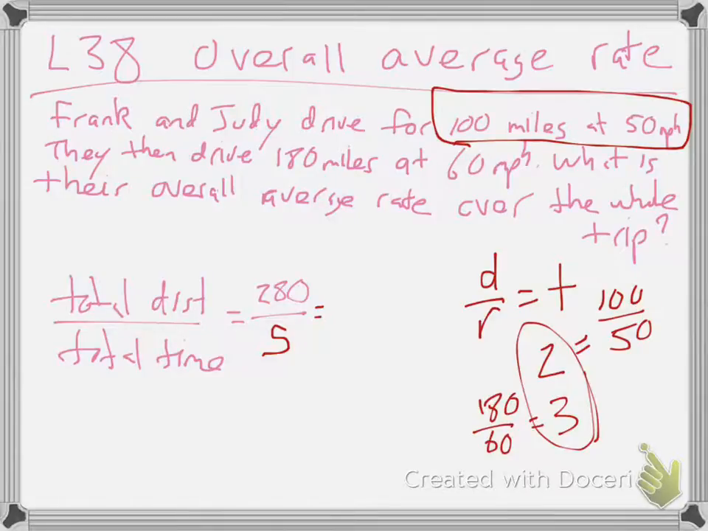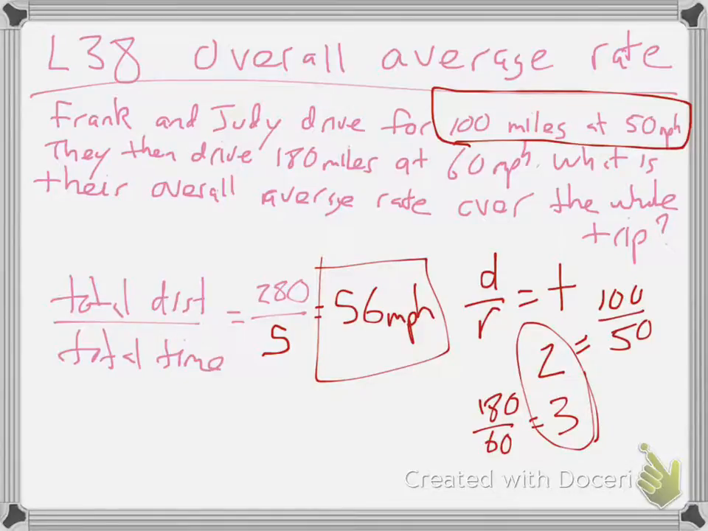56. I was close. Oh, 56 miles per hour. Now wait a minute, guys. Take a look at what's happening here. The whole entire trip, if I took it all at once, we went 56 miles per hour. That is different than our first leg, where we went 50 miles per hour, and different yet than we went 60 miles per hour at our second leg.